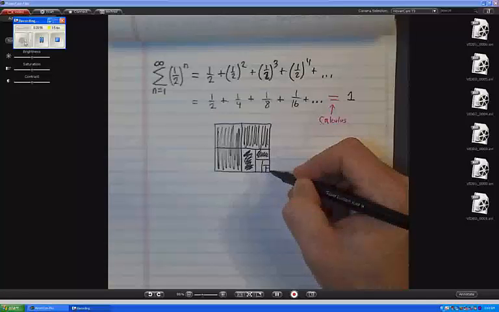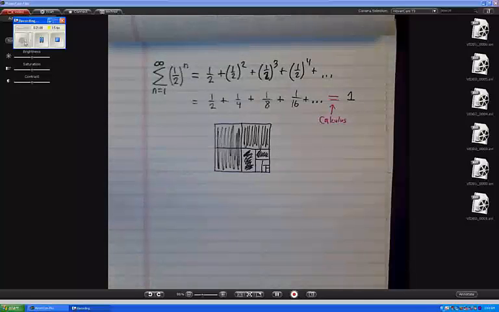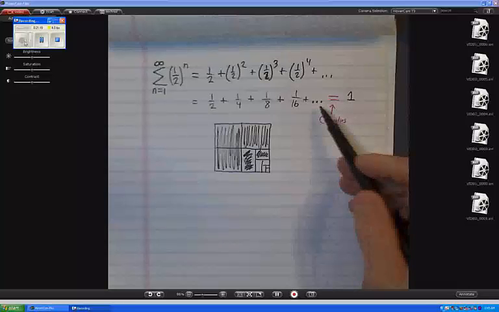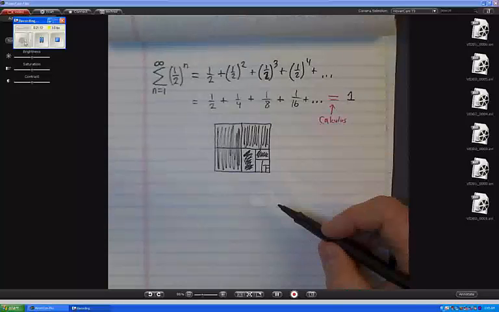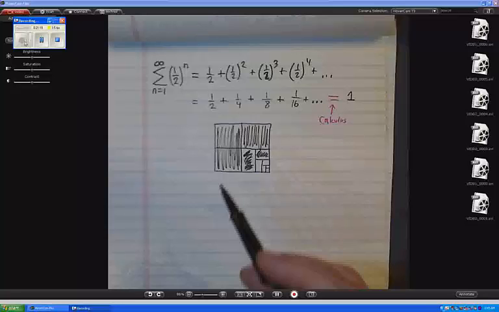Would you ever actually eat the whole sandwich? Well, eventually your knife would kind of smush that crumb and you couldn't do it anymore, right? But if you could do it forever, how many sandwiches would you eat? 1. Isn't that weird? This is an example of a certain kind of series.